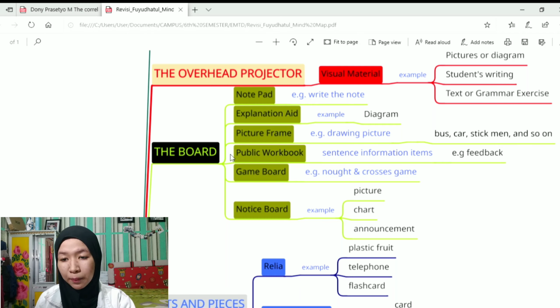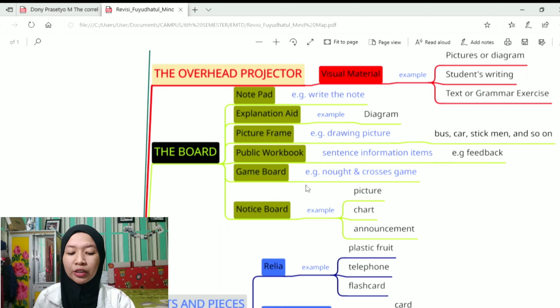Next is game board. Okay, game board. For example, noughts and crosses game. Okay, there are a number of games that can be played with students. One of them is noughts and crosses.